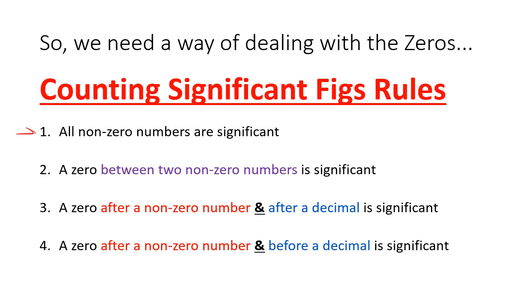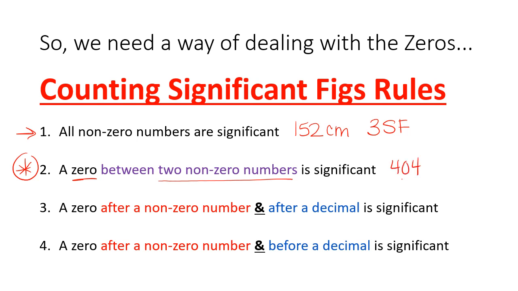First, all non-zero numbers are significant. So if I wrote 152 centimeters, then I have 3 significant figures. I write SF for significant figures. Second, and I like this one, zeros between 2 non-zero numbers. 404. That 0 is significant. So this too has 3 sig figs.